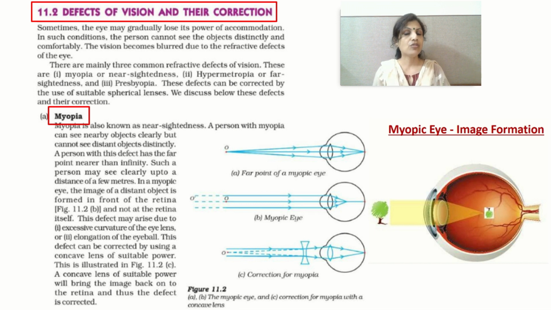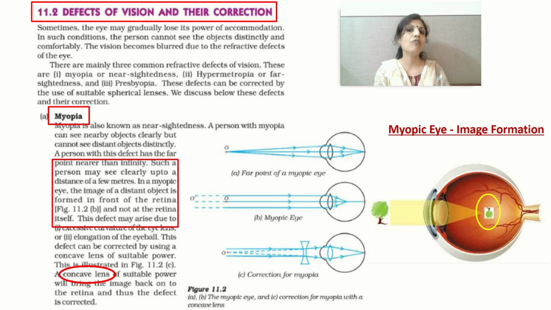And the image of the object is formed in front of the retina. You can see this with the image flashing on the screen. Now to correct this defect, we need a lens which will diverge the rays of light and bring the image of the object on the retina. And the diverging lens is the concave lens. So myopia is corrected by using a concave lens of appropriate focal length.